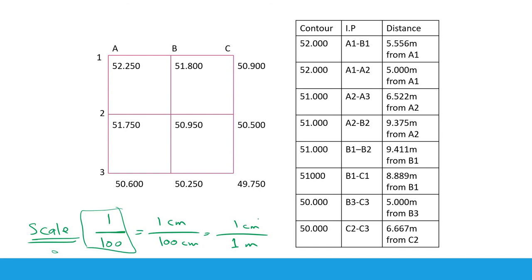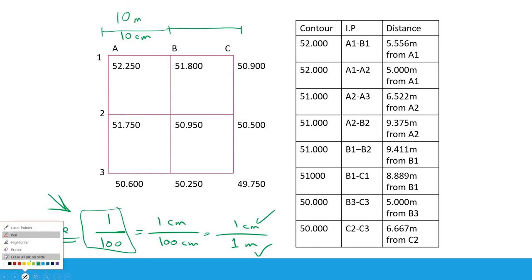So each 1 centimeter represents 1 meter on the ground. To represent, for example, this grid from here to here, you know that it is 10 meters on the ground. So on your drawing, using a scale of 1 to 100, it would be 10 centimeters. You will draw a line 10 centimeters and 10 centimeters here, so it would be 20 centimeters by 20 centimeters. So the grid would be here in this case.